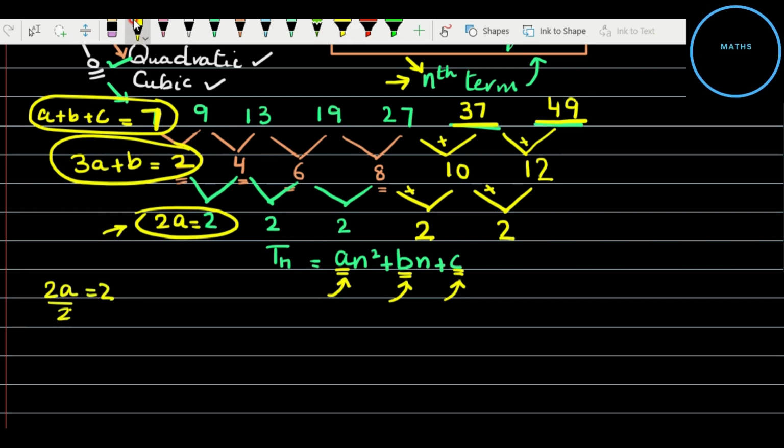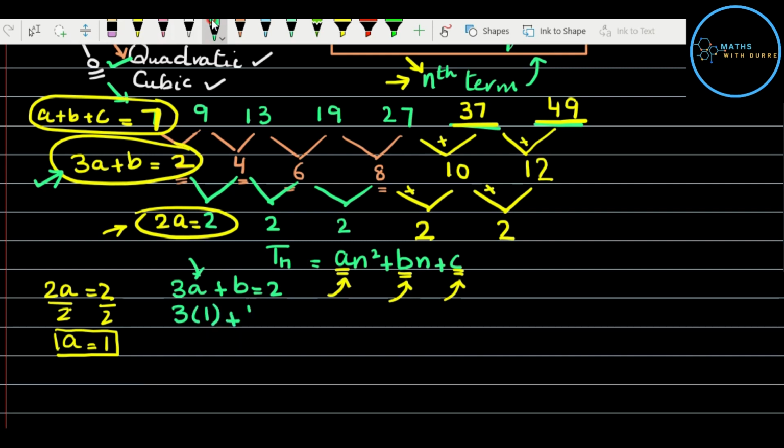It's giving me 1. So it means a is equal to 1. Alright. Now I will find b. 3a plus b is equal to 2. As I know, a I have calculated earlier and that is 1. I will substitute 1 instead of a, then solve for b. b is 2 minus 3, which is giving me minus 1. b is minus 1.